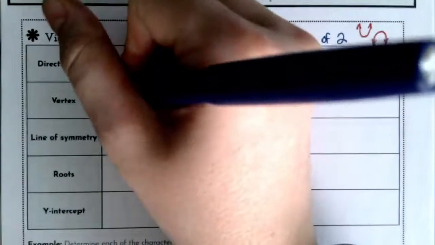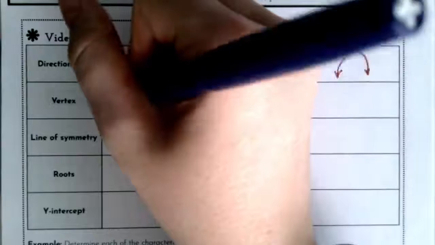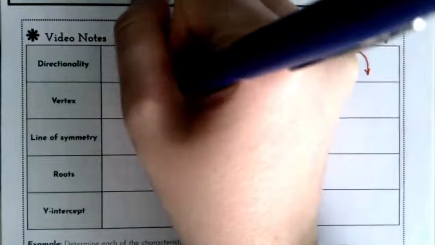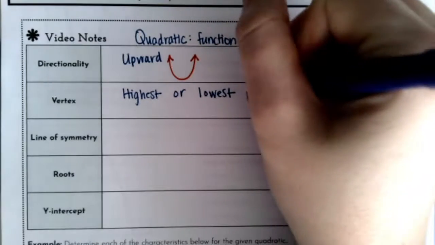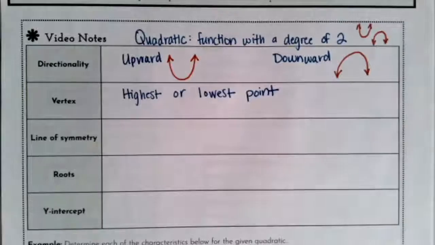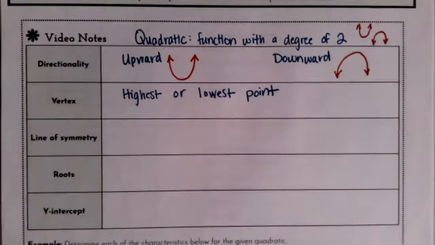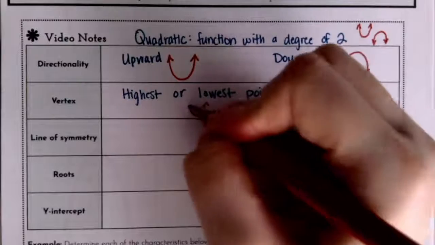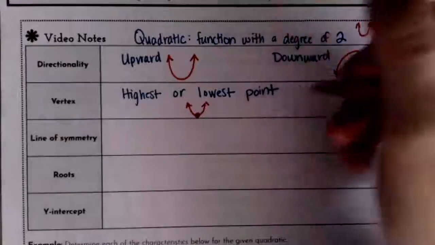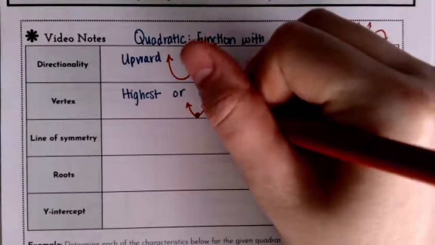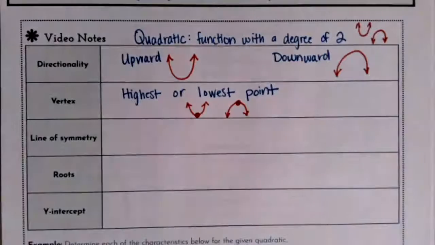The next one is the vertex, and the vertex is the highest or lowest point. And so our vertex would be, if we had an upward facing one, that lowest point right at the bottom. And if we have a downward facing one, it's going to be this highest point right at the top. So think of the vertex as like the bottom of a valley or the top of a hill.